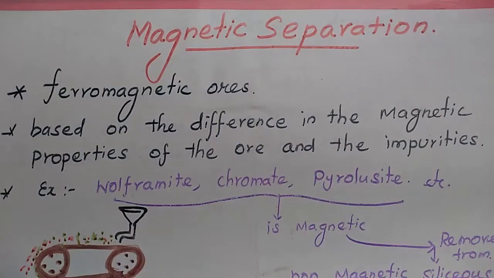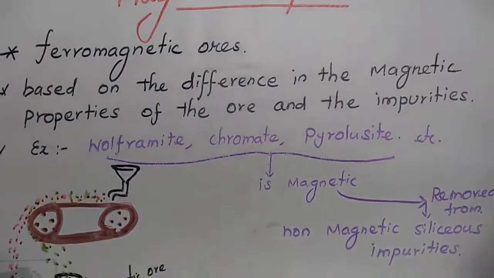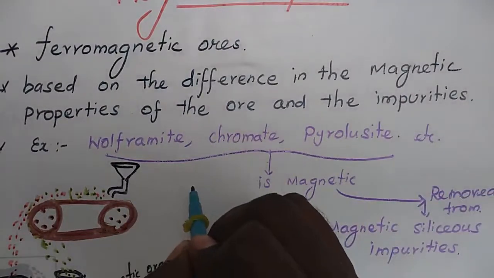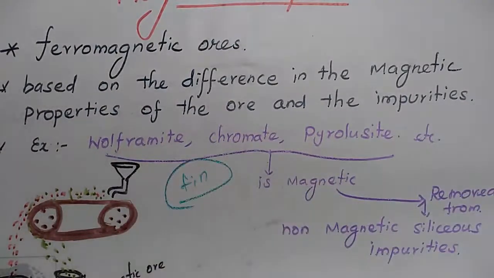For example, tin stone. The tin stone can be separated from the wolframite impurities. Tin stone is an ore. The tin stone can be separated from the wolframite impurities, which is magnetic.